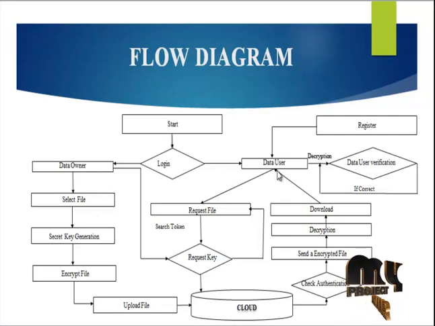Next we go to the cloud. Now the cloud just has to store the file uploaded by the data owner. Next is the data user. The data user first has to request the file, and you have to request the key to download that particular file. That request is sent to the cloud. The cloud has to check the authentication, first verifying whether the user is valid or not. After that verification, it sends the key to the data user.